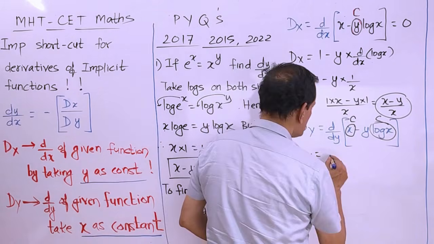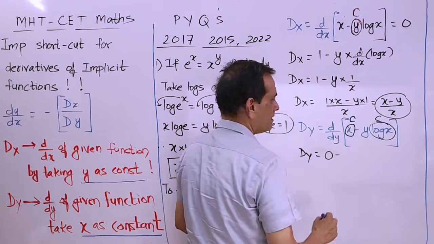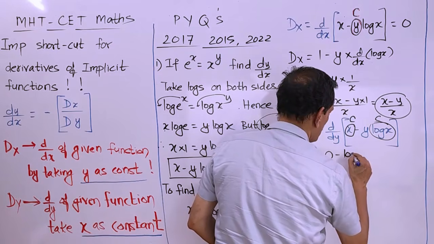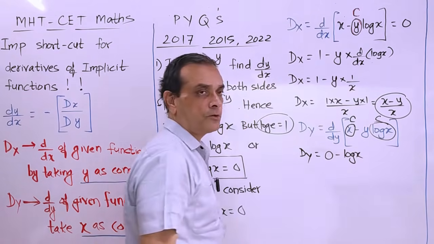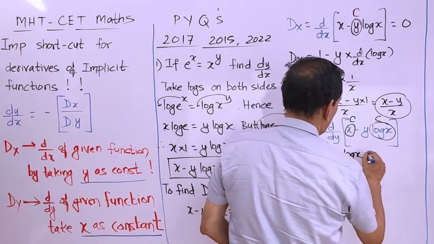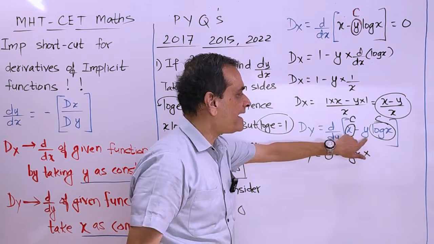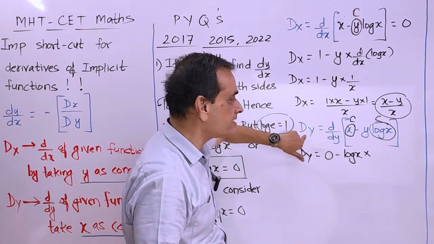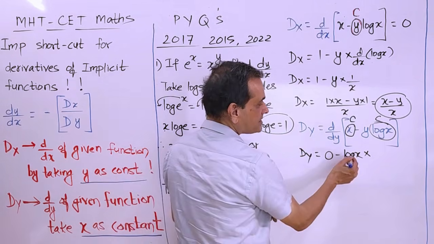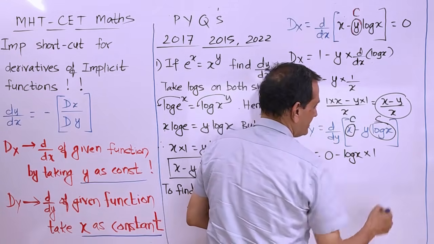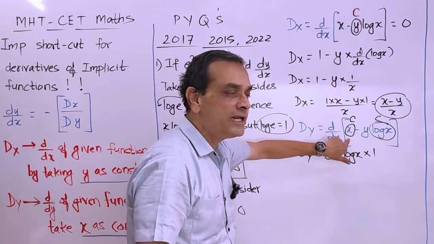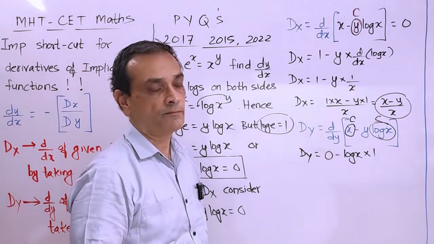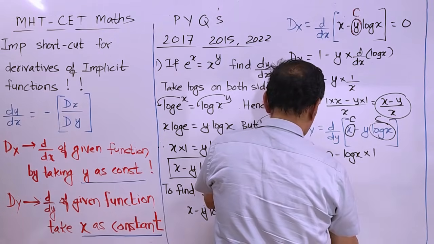d by dy of x is 0 minus, okay, log x constant, keep it aside, derivative of y, derivative of y with respect to y is 1 because we are differentiating with respect to y, that is the reason it is called dy. So here keep log x aside, derivative of y is 1 and derivative of only x is 0, not 1, because it is taken as a constant. So 0 minus log x.